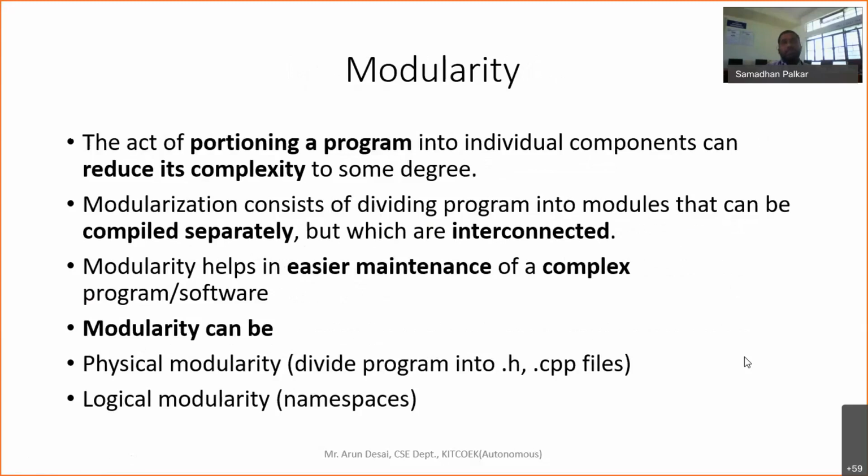Now, next is modularity. Till now, is it okay for you?